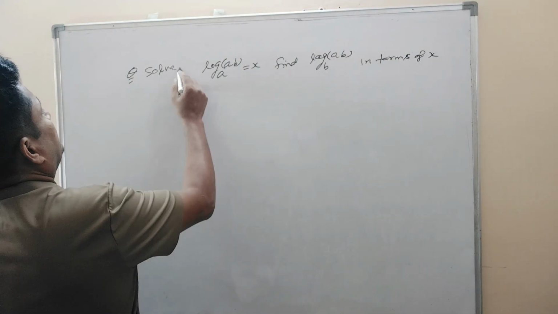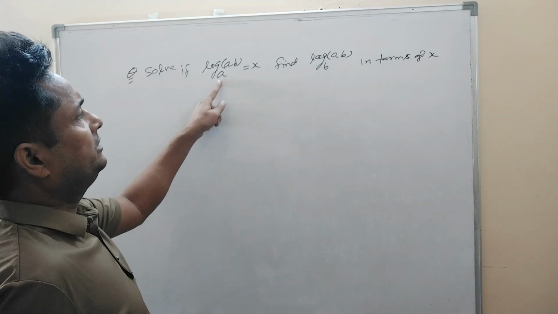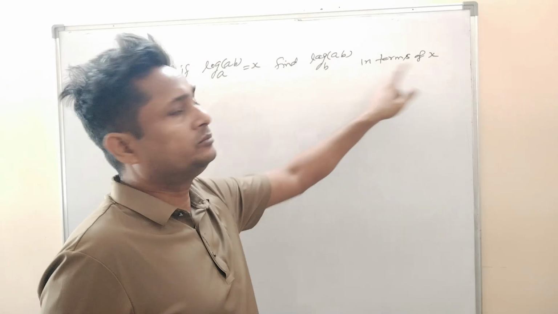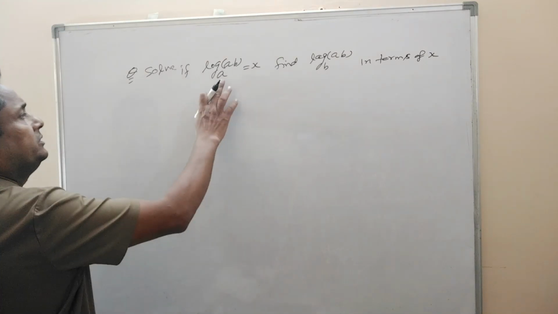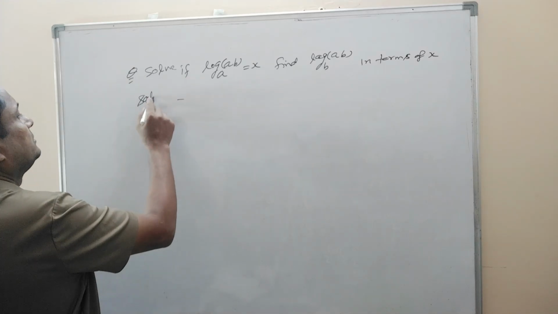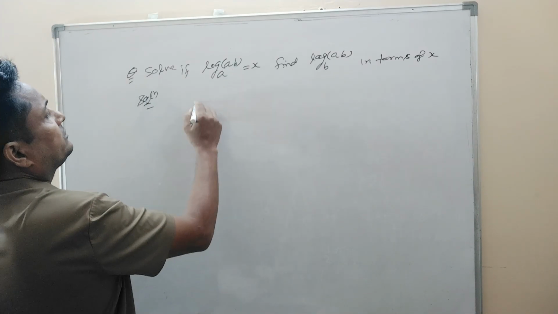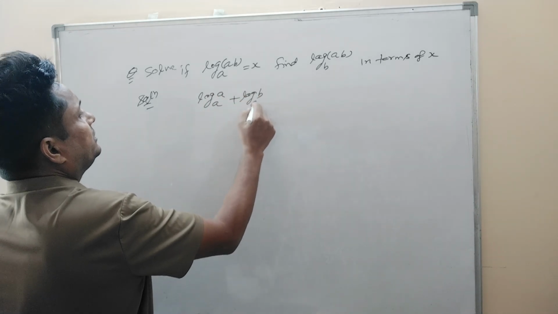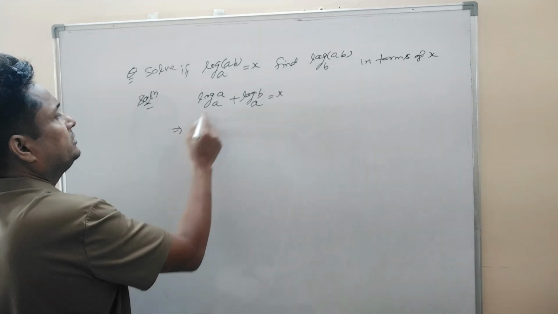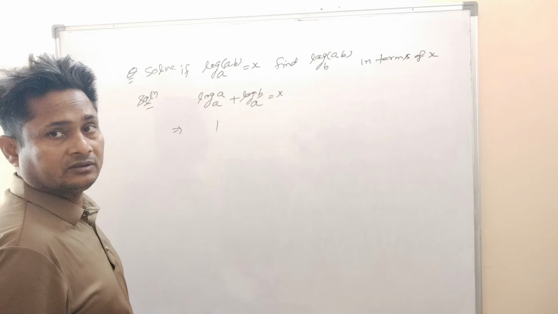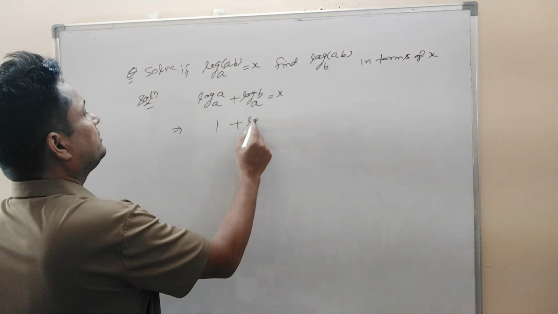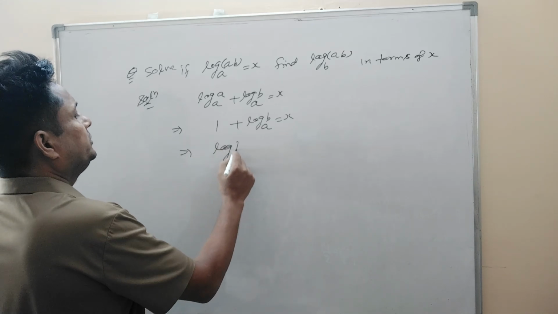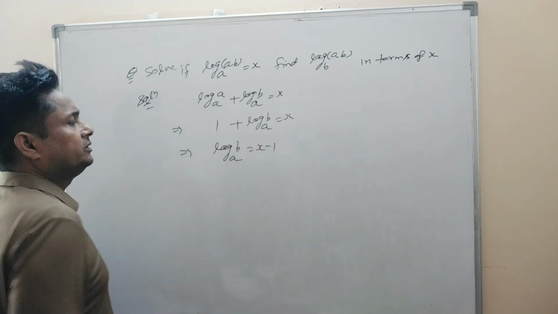Now let's solve this question. If log AB base A is equal to x, then you have to find the value of log AB base B in terms of x. So first of all, you have to simplify this one. This can be written as log A base A plus log B base A is equal to x. That means log A base A is 1, I told you this property. So log of B base A is equal to x minus 1.